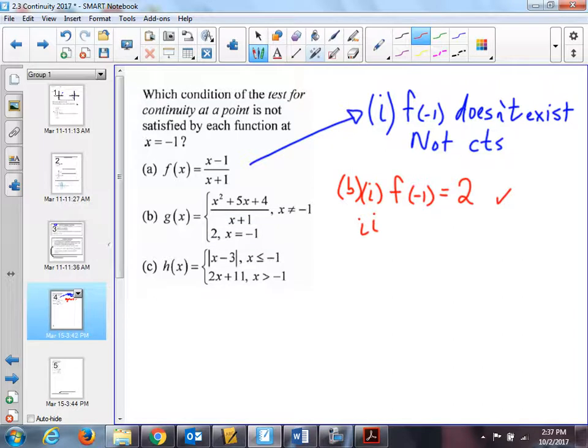So it exists at f of -1. Then does the limit exist? From the left, from the right? So basically, I've got to try to evaluate this. X approaching -1 for the g of x thing. X squared plus 5x plus 4. This is the portion that I would use, right? For either side.